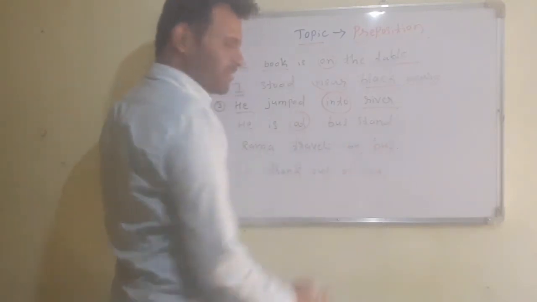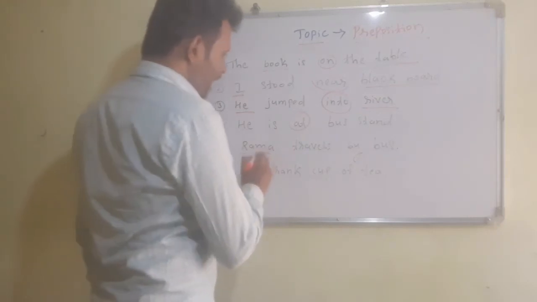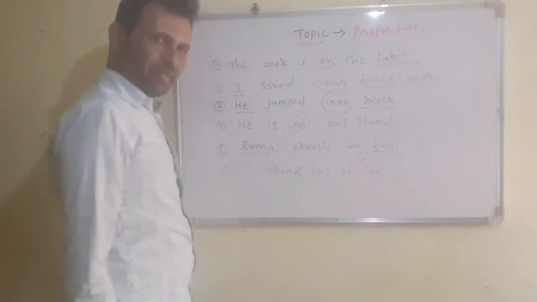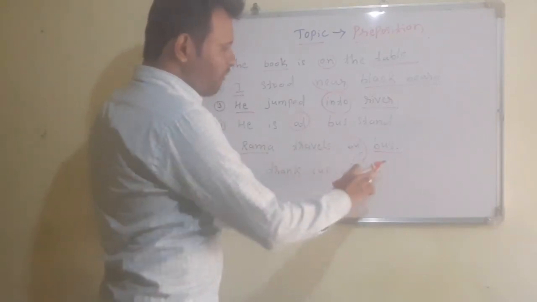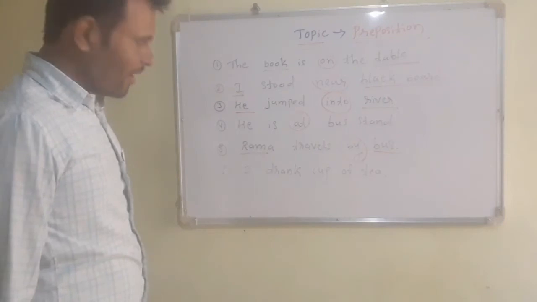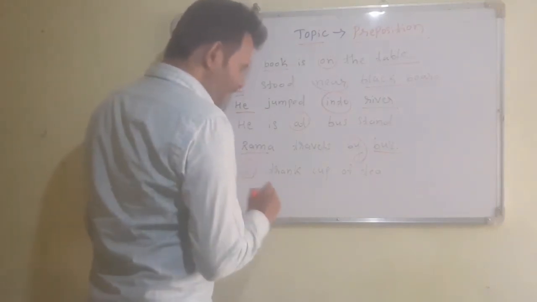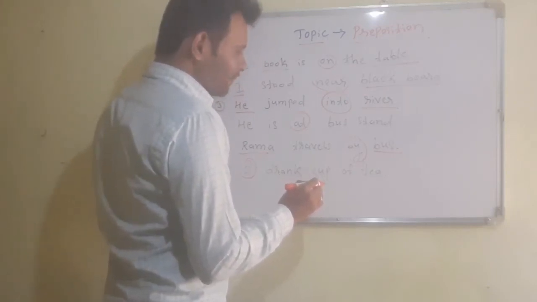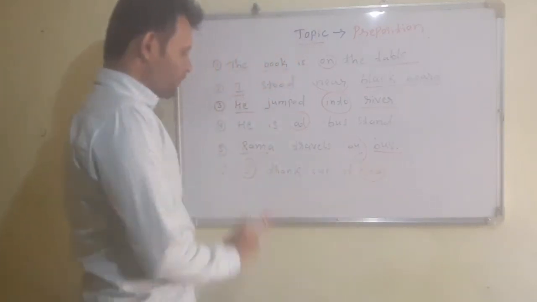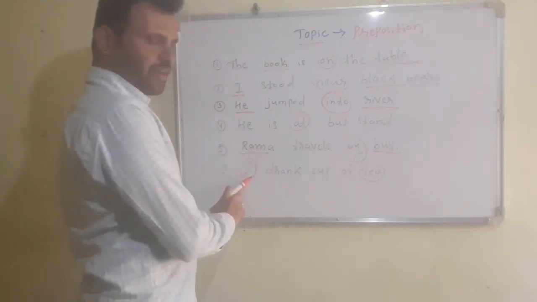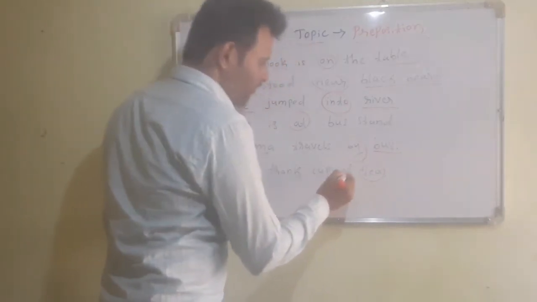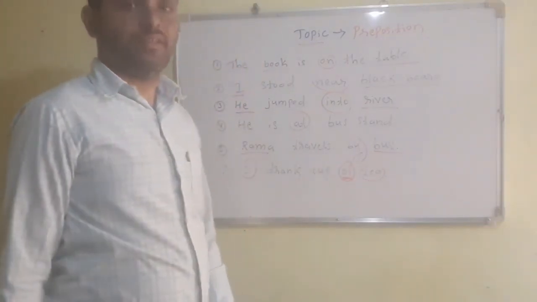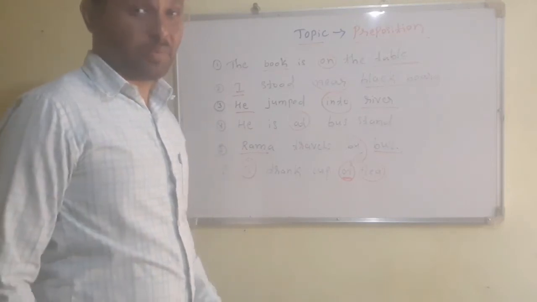Rama travels by bus. The relation between Rama and bus is shown by by. I drank a cup of tea. Here, between the tea and the person, the relation-showing word is of. Of is a preposition. Like this, in a sentence we find prepositions.